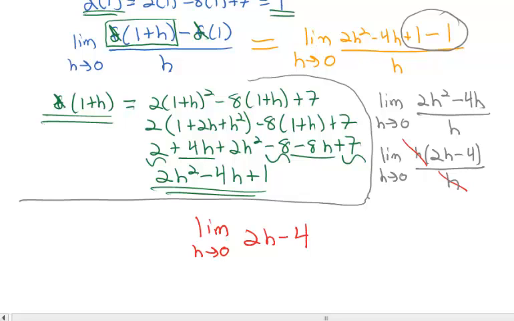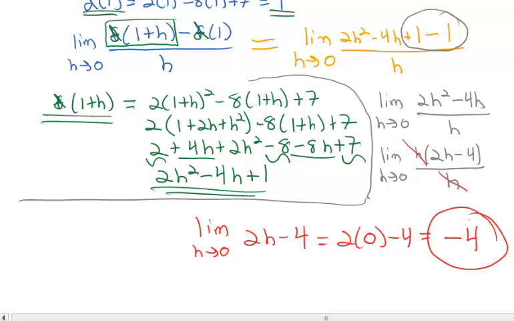Now we can plug in h equals 0 into the h, because now it is no longer undefined. When we plug 0 in, we have 2 times 0 minus 4. We get the answer of -4. So at this point of 1, at 1 second, the average velocity is -4.